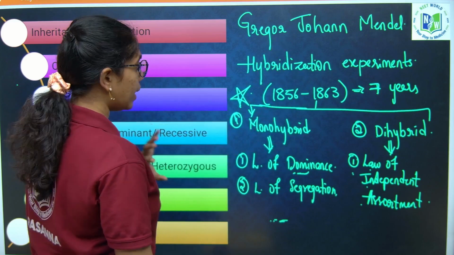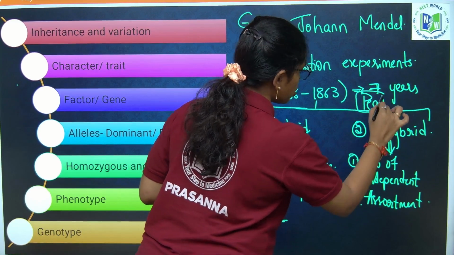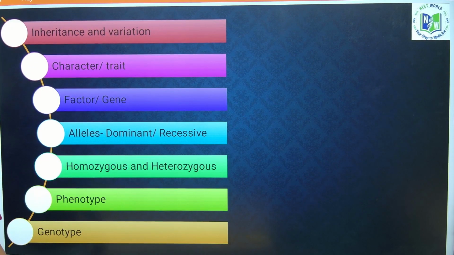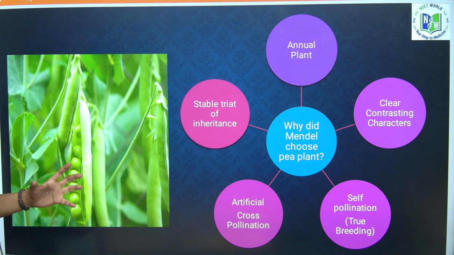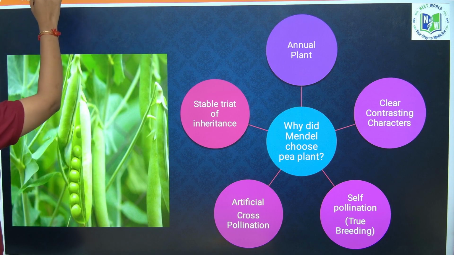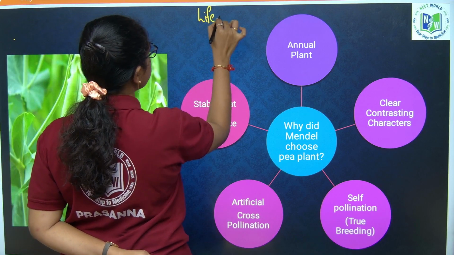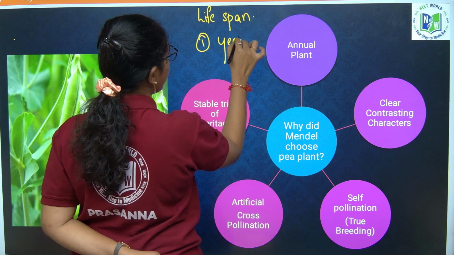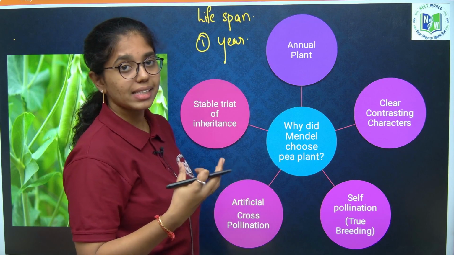So why did Mendel take the pea plant for his hybridization experiments? He chose the pea plant because it is an annual plant, where it completes its lifespan in just 1 year, so that the results are easily visible and easily calculated.